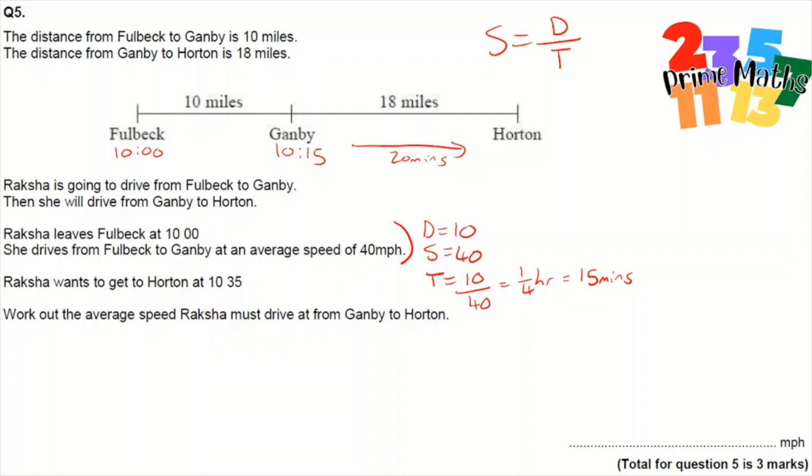We want to work out the average speed that Raksha must drive at from Gamby to Horton. We know here that the distance is 18 miles. We know that the time is 20 minutes. And we want to work out the speed. Time being 20 minutes won't help us in miles per hour, so we can say that this is 20 out of 60 of an hour, which simplifies down to a third of an hour. Speed is our distance divided by our time. So in our calculator, we can do 18 divided by a third, and this will give us the average speed for her journey, which is 54 miles per hour.